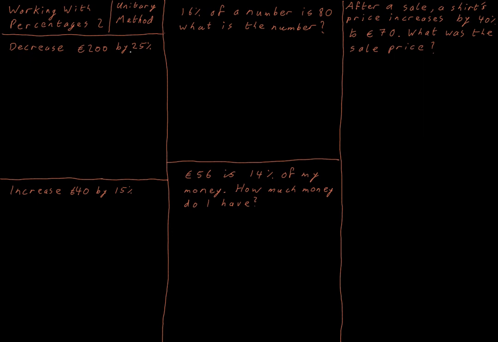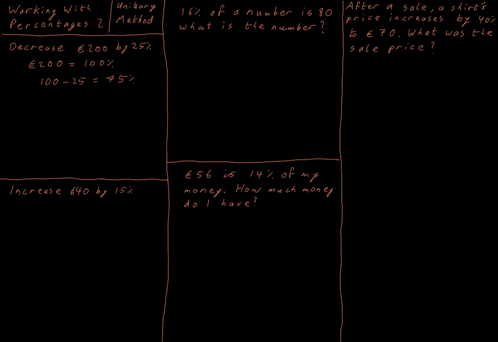Decrease €200 by 25%. So 200 euro is 100%. It's what we are starting with. It's our starting point based on the information we're given in the question. So it's 100%. It's kind of our default. We want to decrease that by 25%. So we're at 100% and we want to decrease by 25%. That means we want to end up at 75%. So that is our goal.